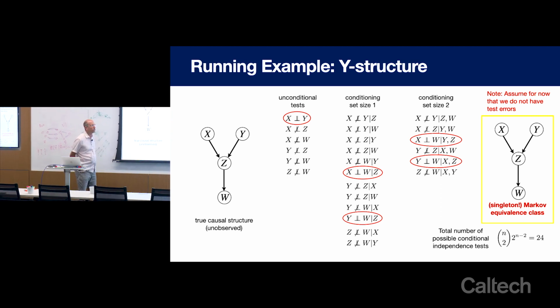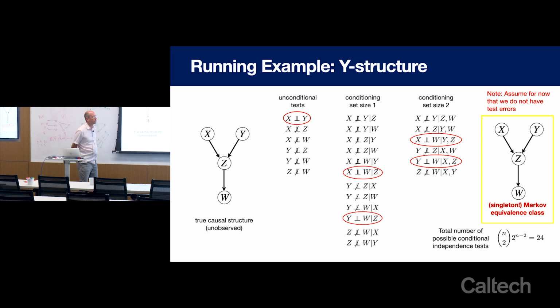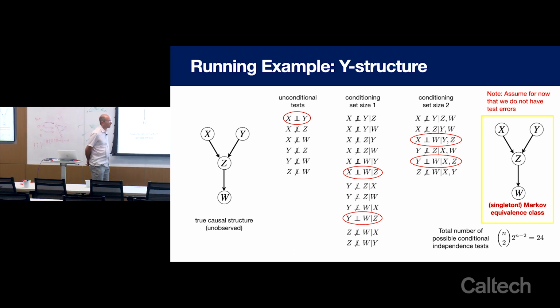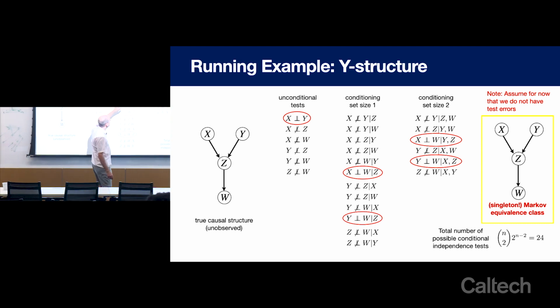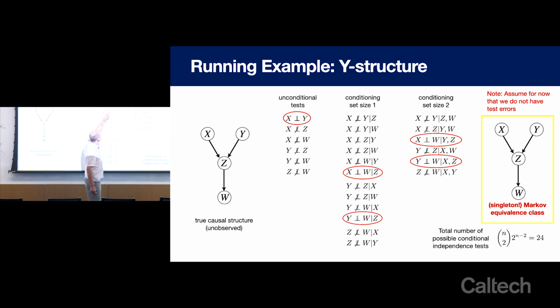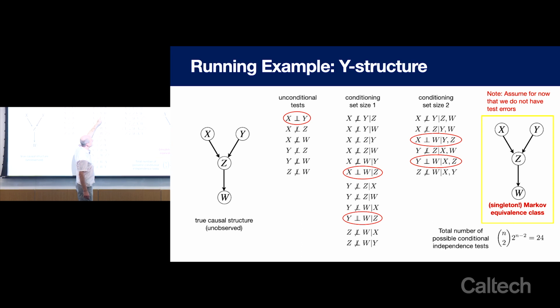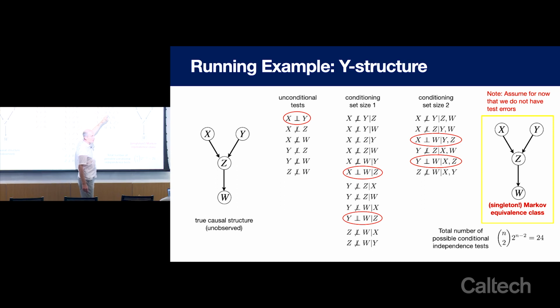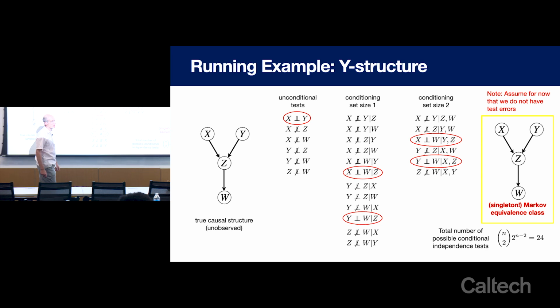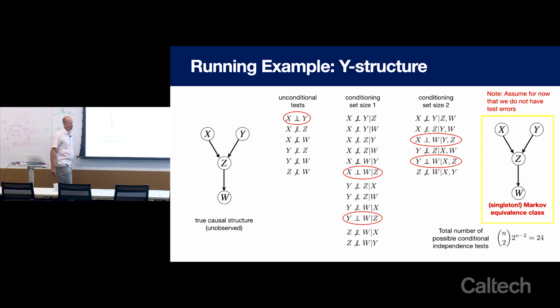What's the difference between the condition of set size 1 and set size 2? Here, I'm testing X and Y. Are X and Y independent or not given Z? And then, are X and Y independent or not given Z and W? So I know more. I'm giving you more information about the system the larger the conditioning set size is, right?